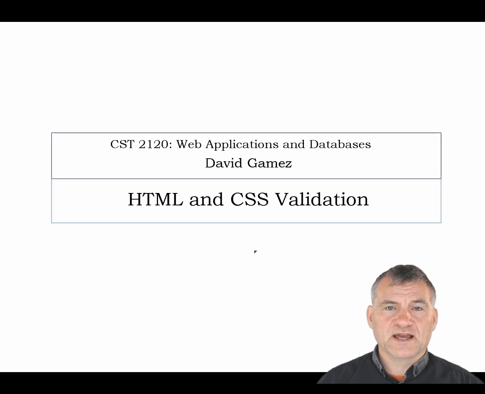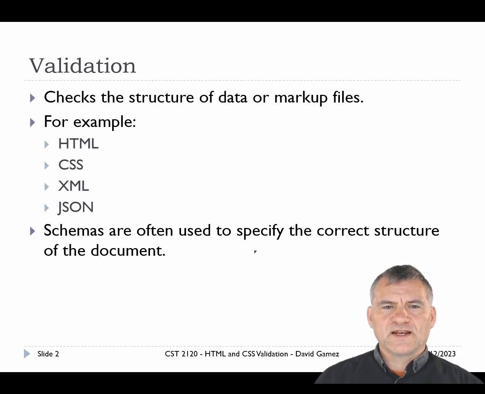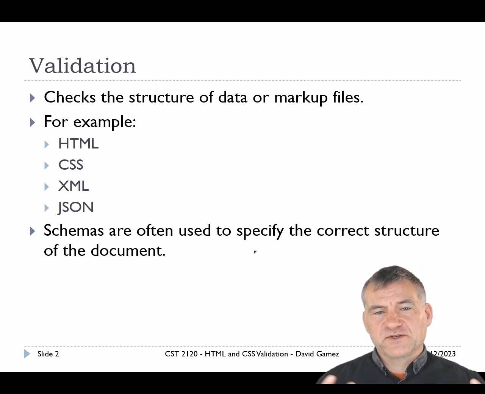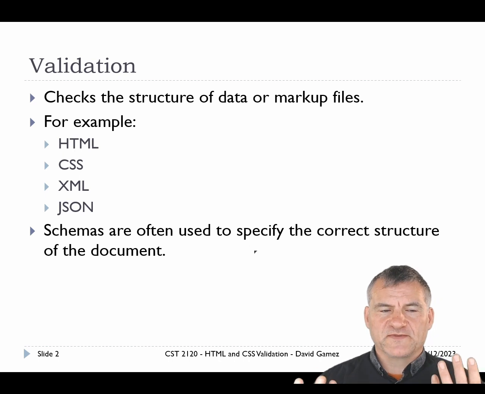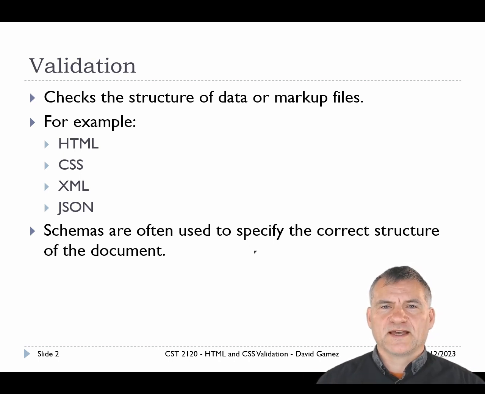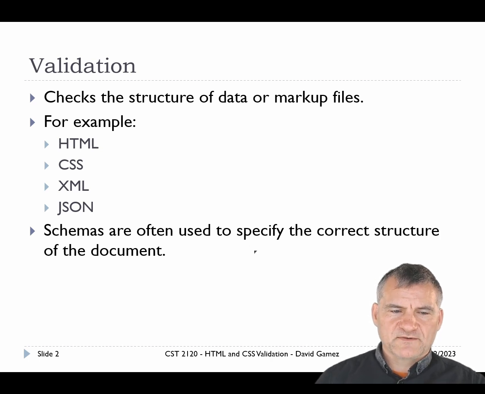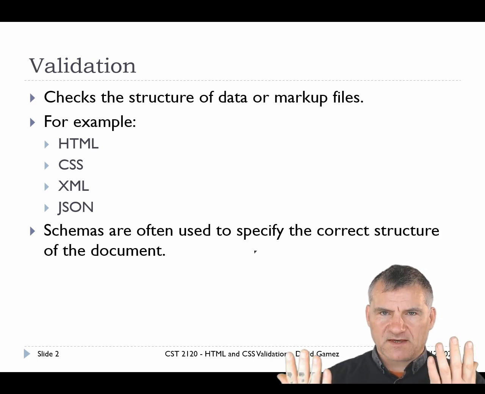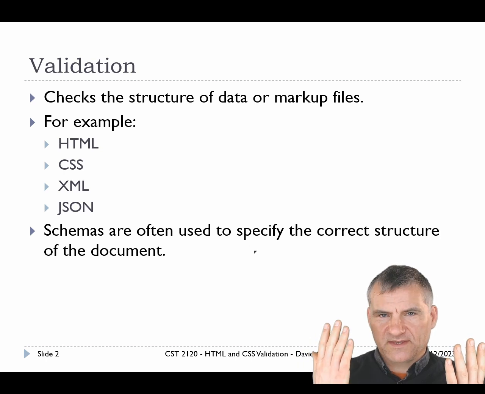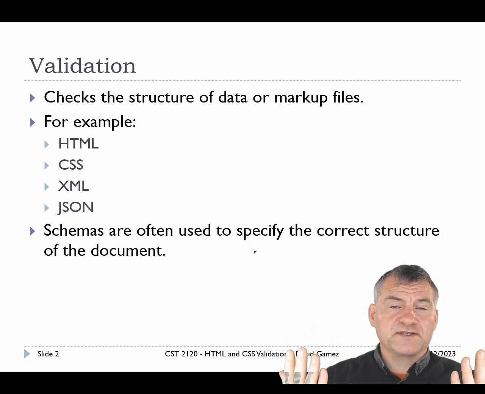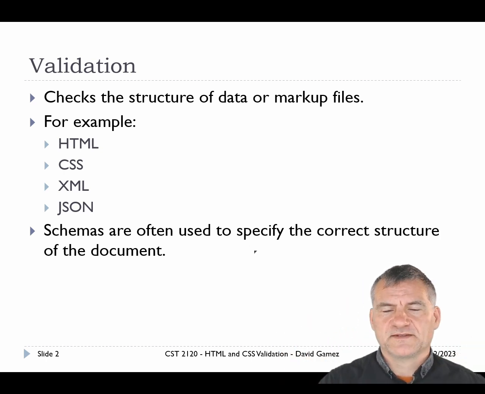So in this lecture I'm going to cover HTML and CSS validation. Validation checks the structure of data or markup files to make sure that they're correct. For example, it looks for errors in HTML, CSS, XML and JSON. You often use a schema to specify the correct structure of the document, and then the validation will check that the document matches the schema, that all the fields are in the right place and all that kind of stuff.